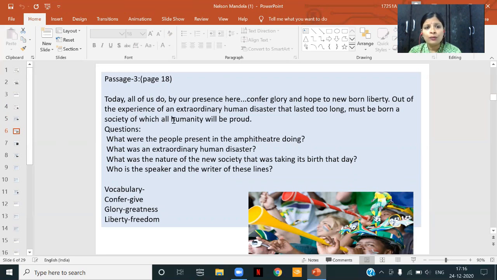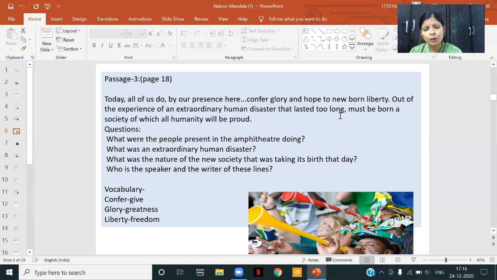And out of the experience of an extraordinary human disaster, until now, how it was, children? There it was a situation of human disaster. Human disaster is nothing but the establishing of apartheid, where black people were treated in a very cruel and inhuman way, which was a human disaster.